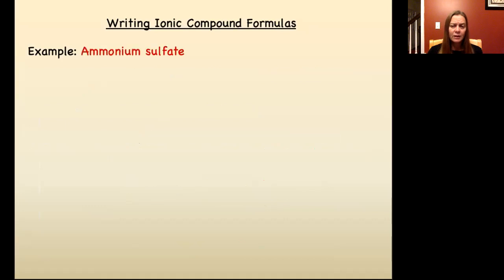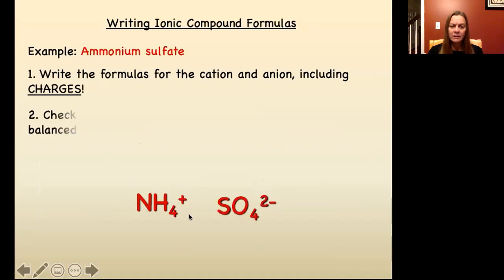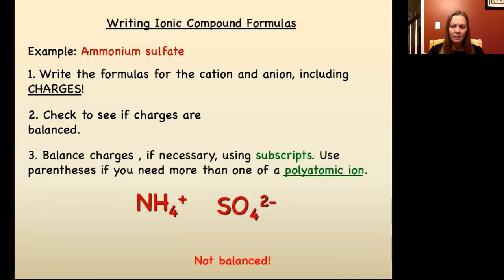Let's just look at a couple more examples. So we're going to look at ammonium sulfate, again, writing the formula for the cation and the anion. And so our formula for ammonium, we can see that it is a +1 charge, and sulfate is a -2 charge. That is not balanced. So once again, because this is a polyatomic ion, we're going to put parentheses around the NH4, and we're going to put a subscript 2 so that we have a total of +2 to go with our -2.